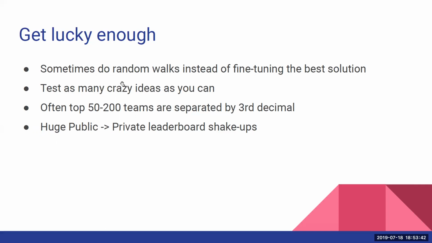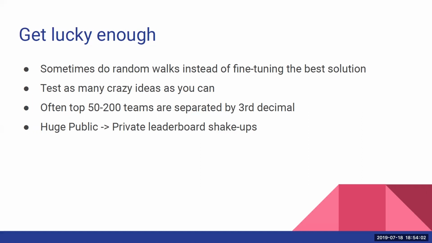And sometimes the first 200 teams are separated by the third decimal, and this is nothing. You can just win this decimal and get up to 100 positions easily. This is just a matter of luck, basically.